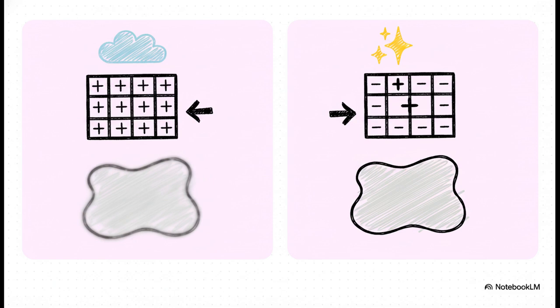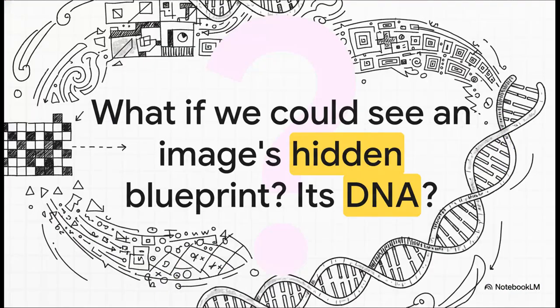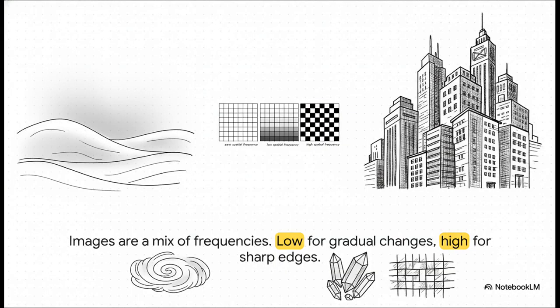Now, sliding a kernel across millions of pixels works great, but for really big images or super complex blurs, it can be kind of slow. So computer scientists came up with a powerful shortcut by looking at images in a completely different way. What if, instead of seeing a grid of pixels, we could somehow see the underlying patterns that make up the image? The visual equivalent of its DNA? Well, we can actually do that by thinking in terms of frequency.